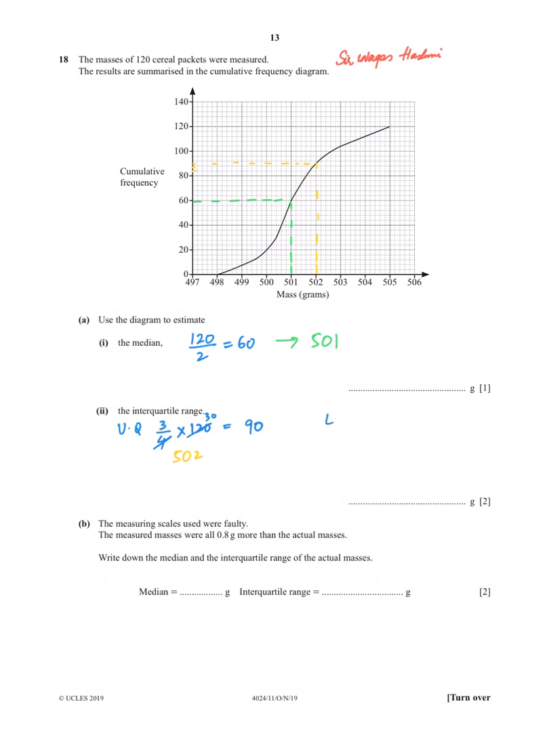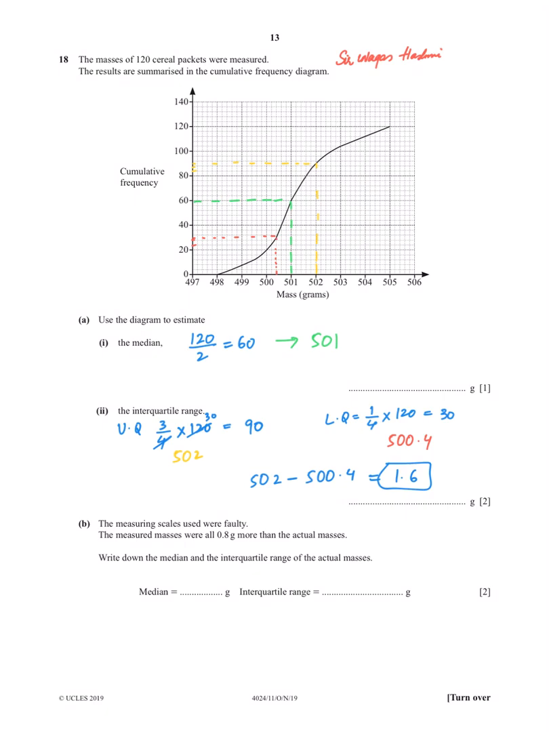Similarly you need the lower quartile, and that is 1 upon 4 of your total frequency, 120, which leads to 30. At 30 you need to find the value. So 20, 28, 24, 28, 30. At 30 the value is 500.4. Now the interquartile range is the upper quartile 502 minus 500.4, which gives you the value of 1.6, and that is your interquartile range.